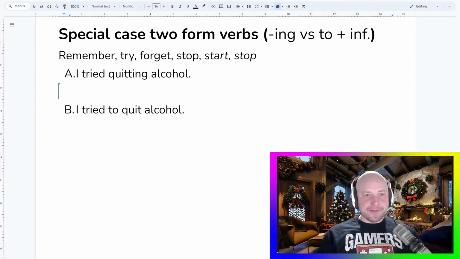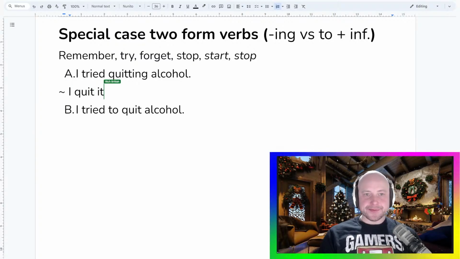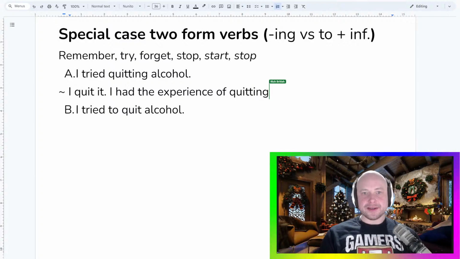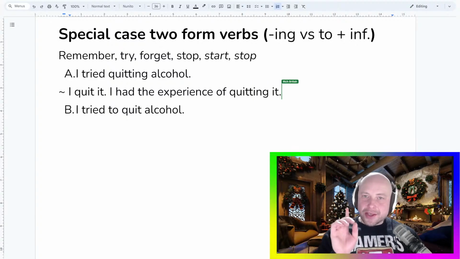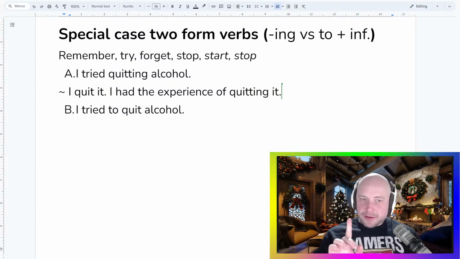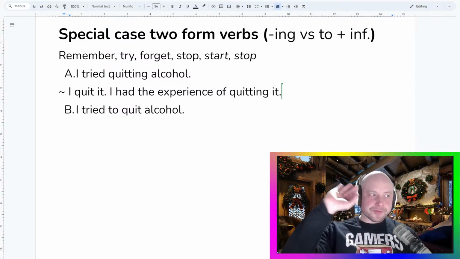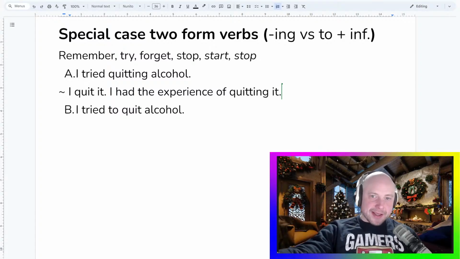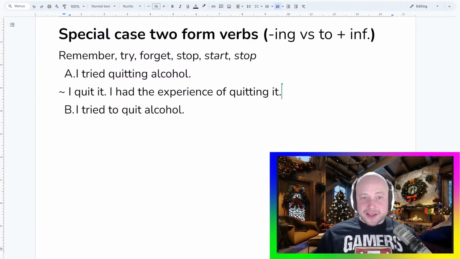So with A, it means I quit it. I had the experience of quitting it. Now, that doesn't mean that you continue to quit, because it's possible that you quit it and then you started it again. But it does mean that you did quit.